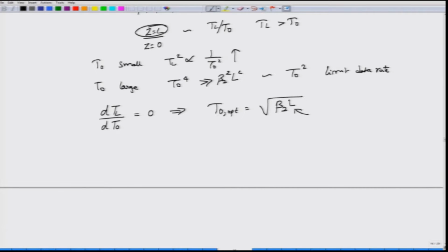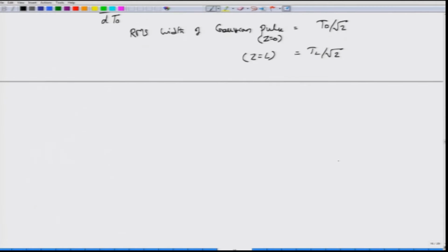Okay. So if you were to choose this optimum pulse width, then the root mean square width of the Gaussian pulse, which is the way in which we normally talk about the width of optical pulses, is actually given by T0 by square root 2. Okay. So this can be related to the width of the Gaussian pulse at z equal to 0. Okay. And the same RMS width at z equal to L will be given by TL by root 2. Okay. It is a slightly different way of calculating.